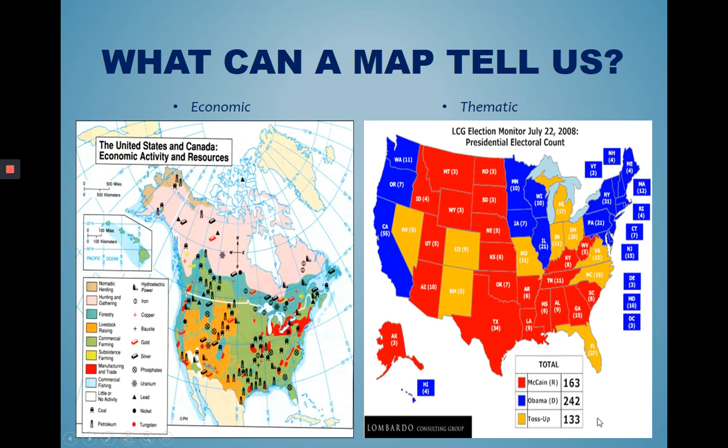And you can see again down here is the key, and that tells us what red means. Red means that the state voted for the Republican candidate. Blue shows us that the state voted for the Democratic candidate. And yellow shows us that it was a toss-up or too close to call. So again, thematic maps will always have a very specific purpose.